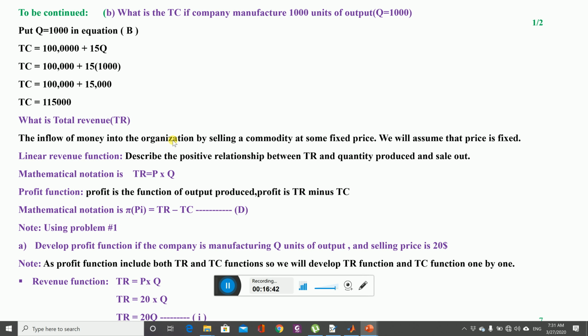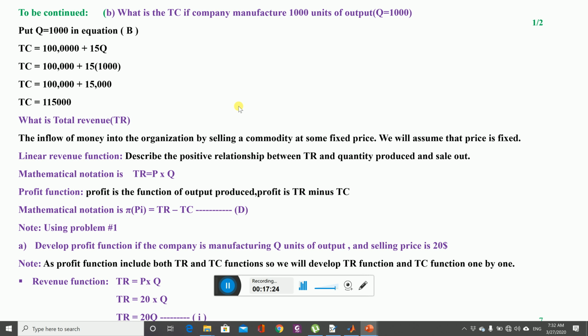Revenue is the inflow of money into the organization by selling a commodity at some fixed price. This is called the revenue of the company, but we will assume that prices remain fixed. So revenue means when the company manufactures a particular commodity, fixes a price for it, sells it in the market and collects some money, that inflow of funds, that inflow of money while selling a product at some constant price, is called the revenue of the company.